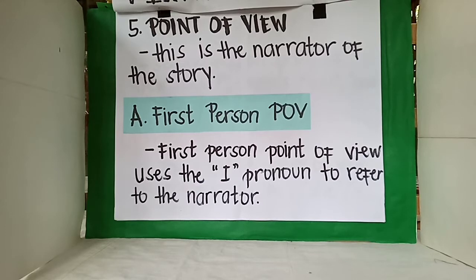Fifth is the point of view. Point of view is the narrator of the story. It can be classified into three, and those three are: A, the first person. The narrator is the character who tells the story from his or her own observation. First person point of view uses the I pronoun to refer to the narrator.